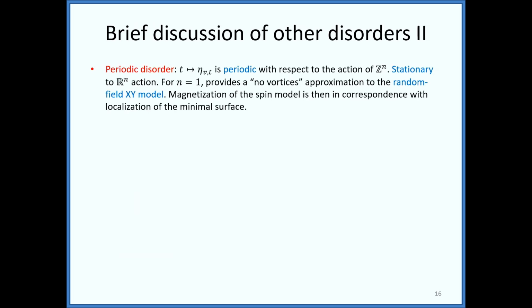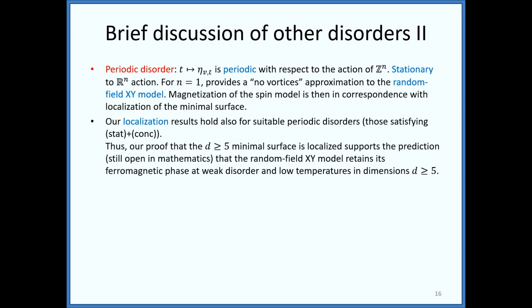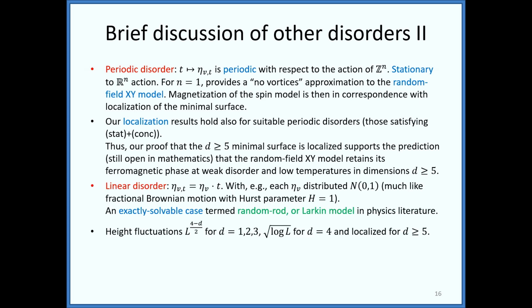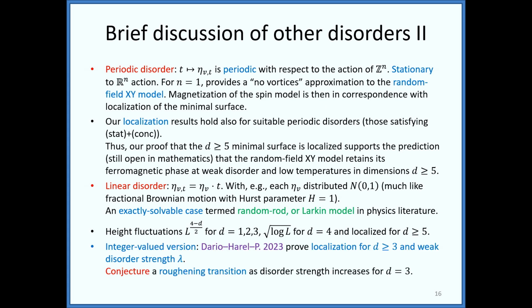There is interest also in periodic disorder. This relates to the random field XY. Our localization results still apply, but I don't think I have time to say that in any other detail. A linear disorder is kind of a toy model because it's exactly solvable with real values, but this conjecture of a roughening transition might be easiest in that case. Even for linear disorder, we don't know how to solve this conjecture. But again, I don't have the time to go into that.